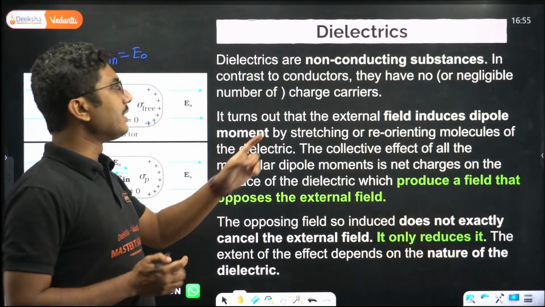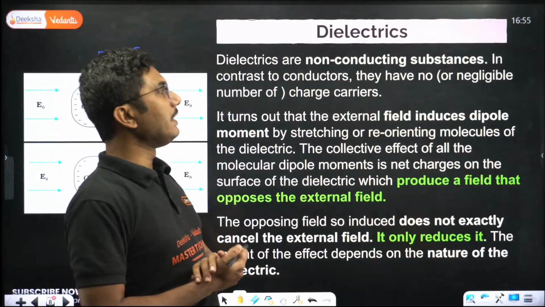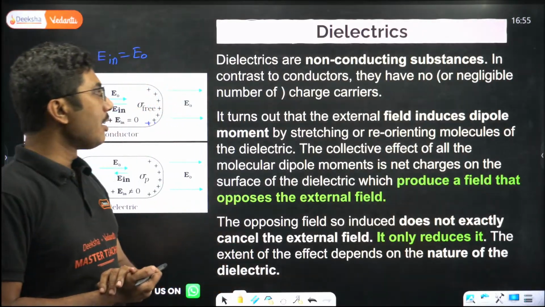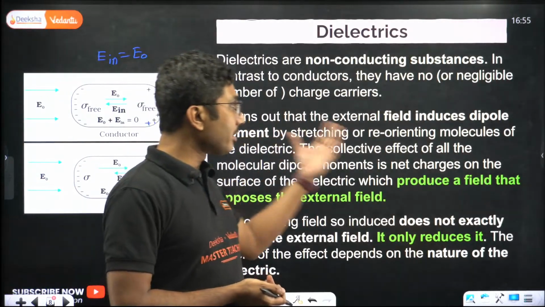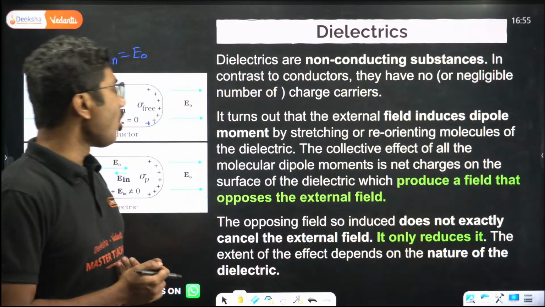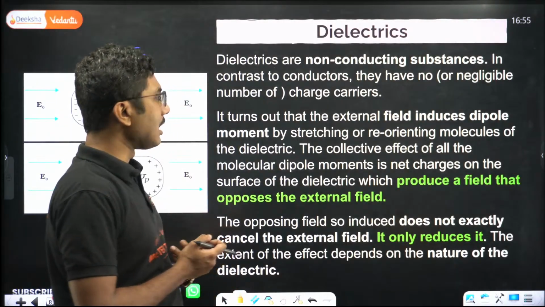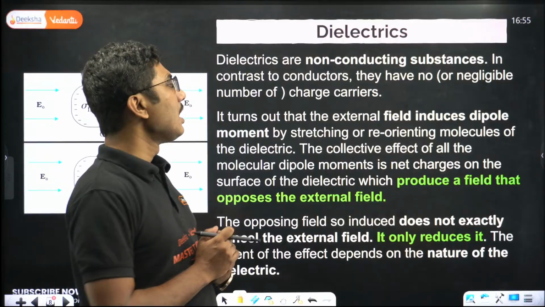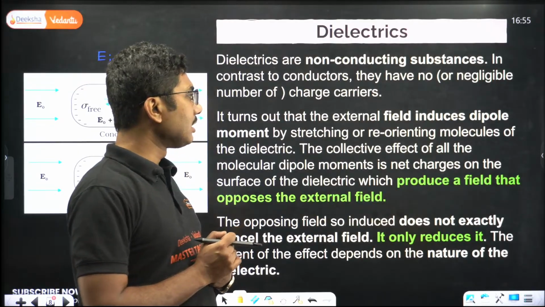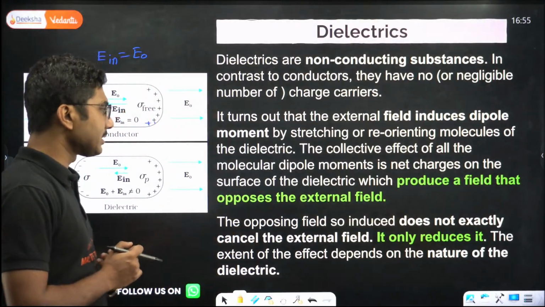It turns out that an external field induces a dipole moment by stretching or reorienting the molecules of the dielectric. The collective effect of all the molecular dipole moments is net charges on the surface of the dielectric, which produce a field that opposes the external field.